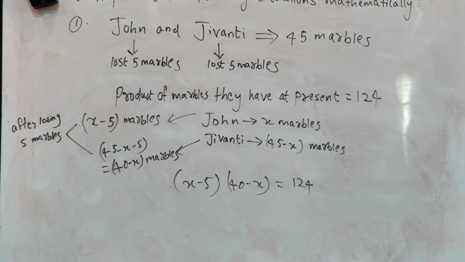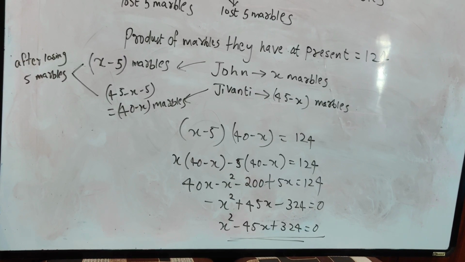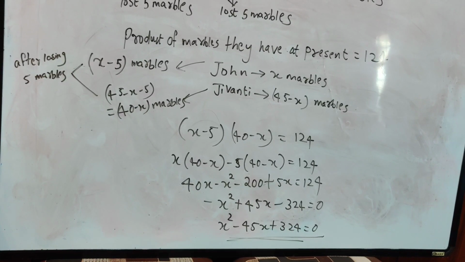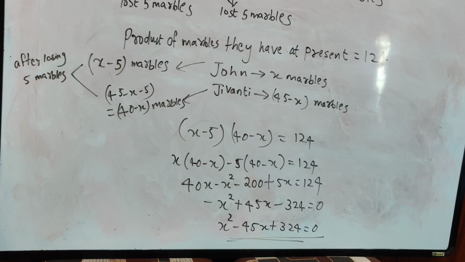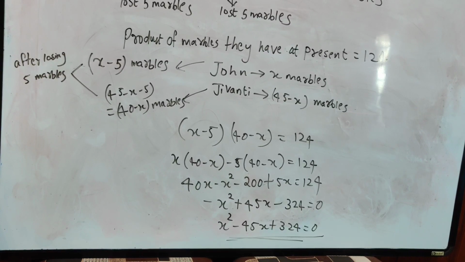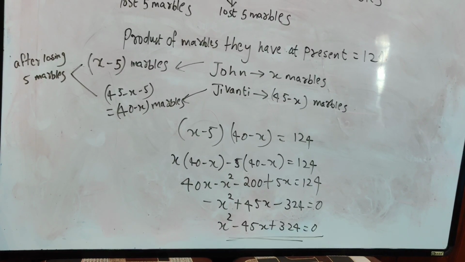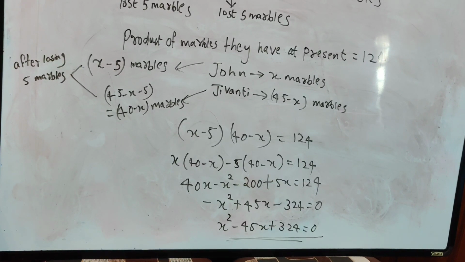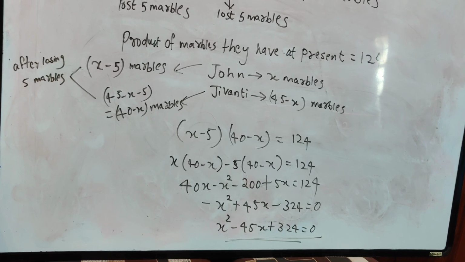Now just solve it. By opening the brackets and solving, we will get minus x square plus 45x minus 324 equal to 0. Removing the negative sign, that is, multiplying by minus on the LHS and RHS, we will get x square minus 45x plus 324 equal to 0. Now this is of the form of a quadratic equation. So this is how we can represent the real life situation in the mathematical form of a quadratic equation, right?